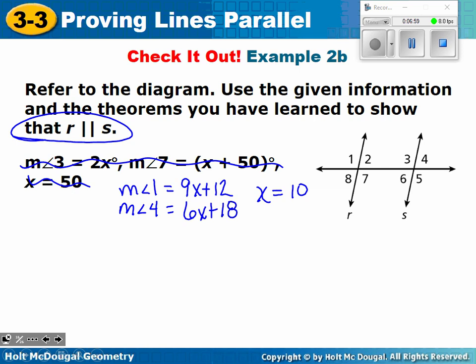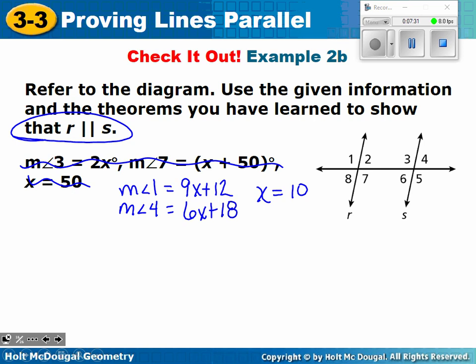And what will I get for the measure of angle 1? 90 plus 12, which is 102. So 102 degrees. And what will I get for the measure of angle 4? 78 degrees. So notice the difference now is they are not equal to each other, right? So this is the step from here on that I wasn't sure you would know what to do since we hadn't really practiced that. So what we want to do is we want to add these, right?